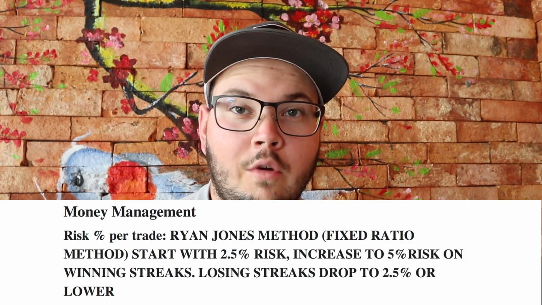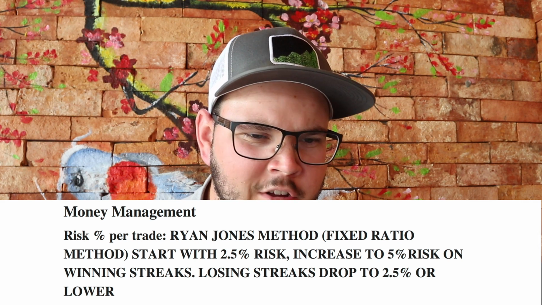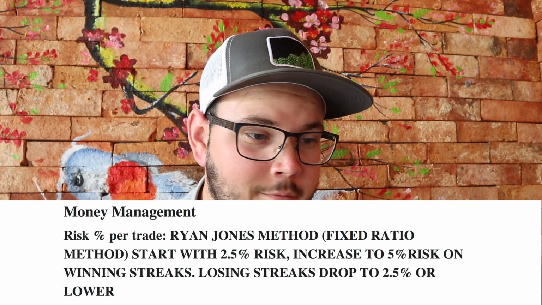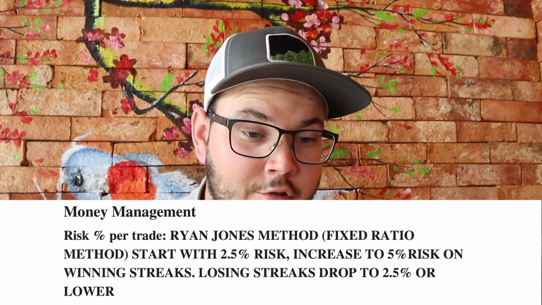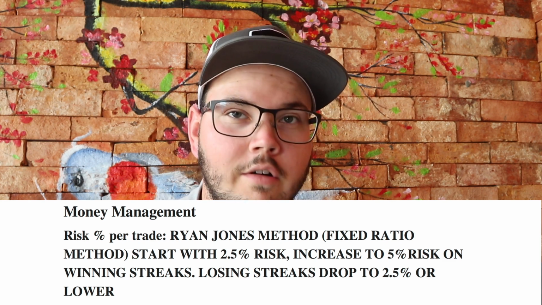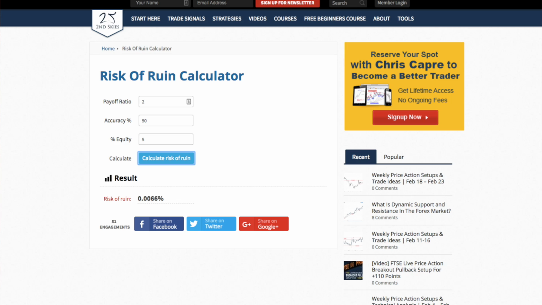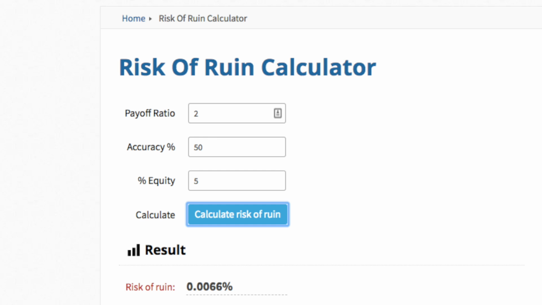Money management. Risk percent per trade is based on the Ryan Jones method, which I don't really know. Fixed ratio method: starts with 2% risk per trade, increases to 5% on a winning streak, and on a losing streak drops to 2.5% or lower. I think 2.5% might be okay, but 5% might be a little bit too much. I always go with the risk view that I calculate, and I don't go beyond that. If you get a win rate of 40 to 60% and an average winning trade of 2 to 3 R, you cannot really go at 5%, in my opinion. But you have to do a calculation with your win rate and see if that makes sense.